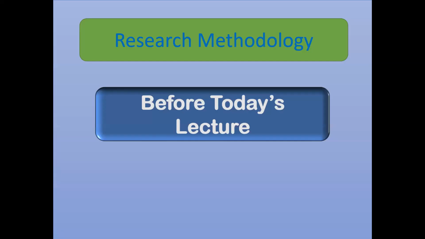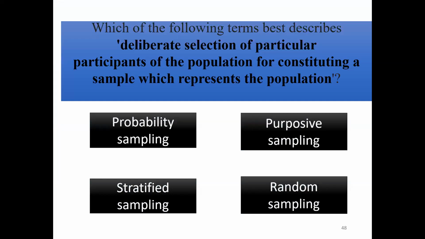Before today's lecture, I just want to get feedback on whether you have understood. Which of the following terms best describes the deliberate selection of particular participants of the population for constituting a sample which represents the population?